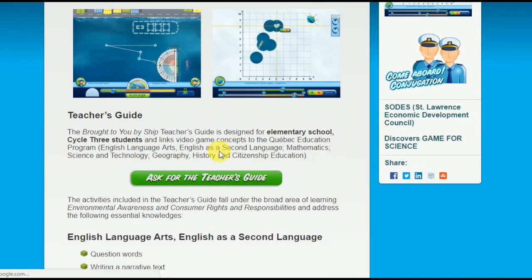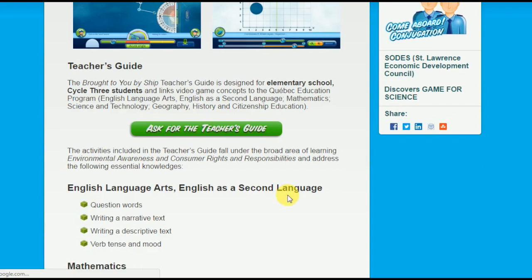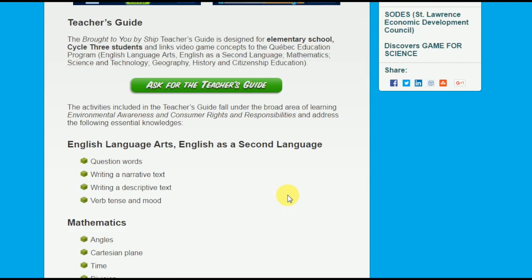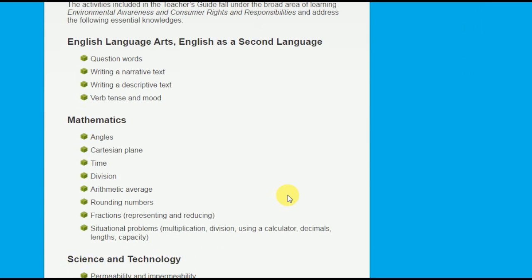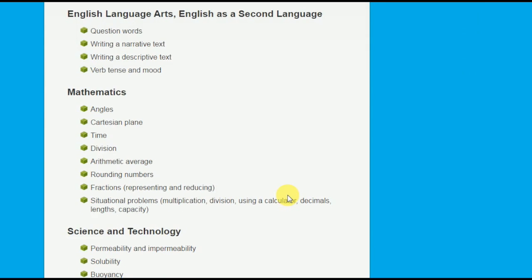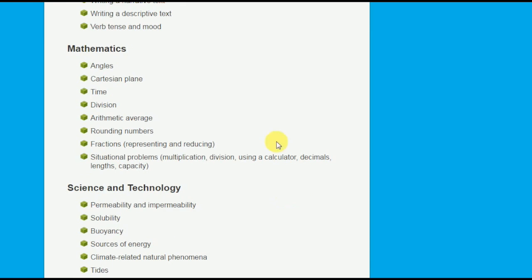Here, you can ask for the Teacher's Guide, which enables you to take advantage of the portal's different resources to gamify the teaching of various subjects: mathematics, science and technology, and geography, history and citizenship education.